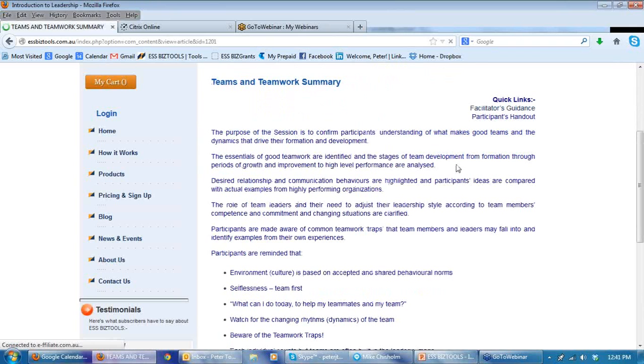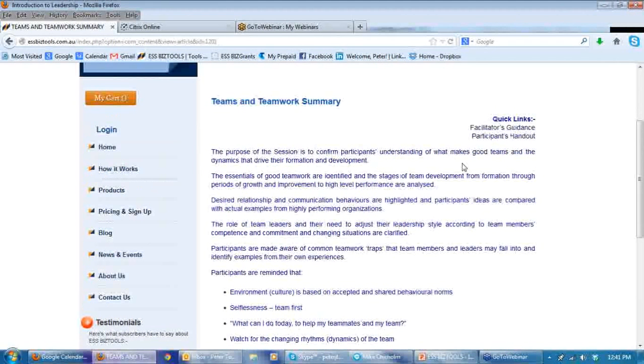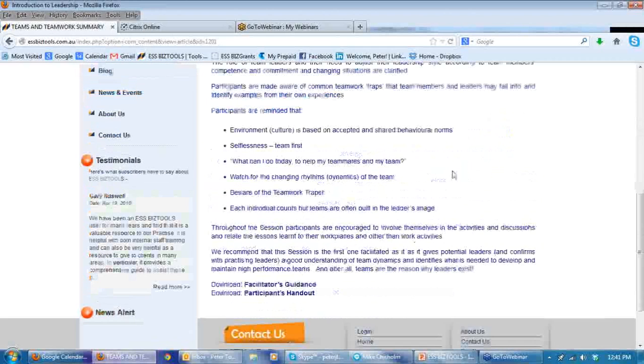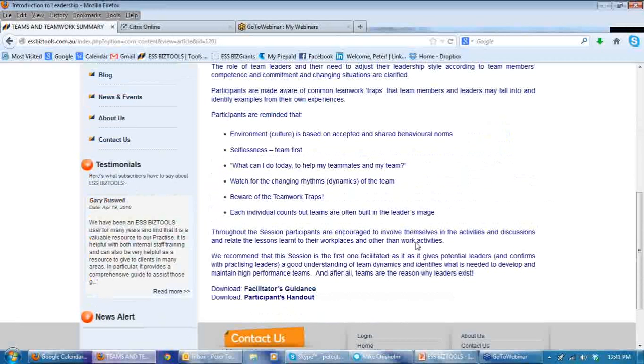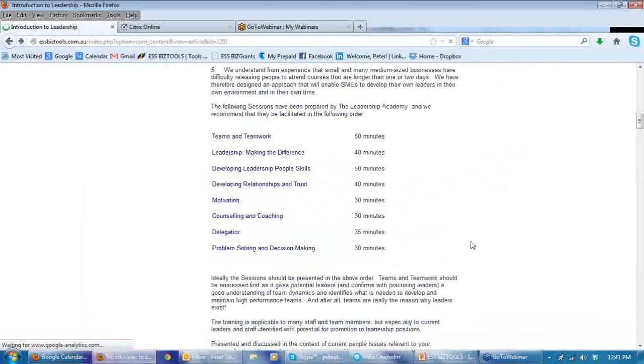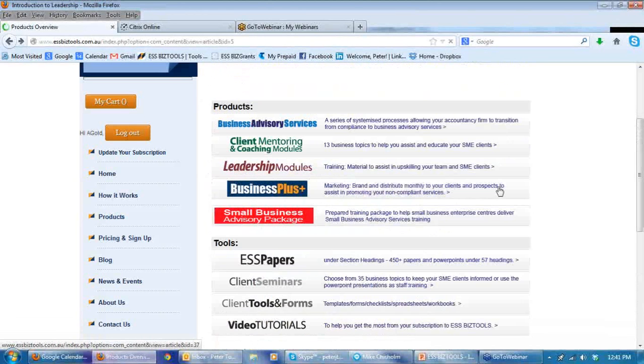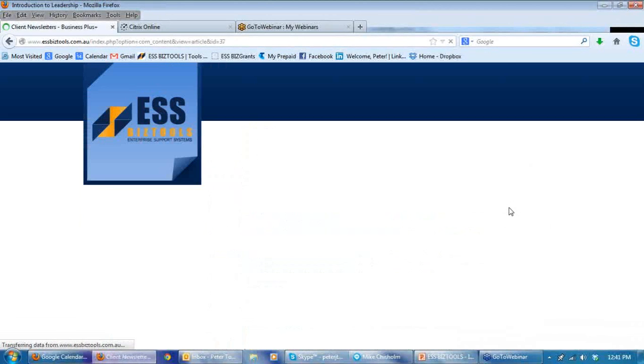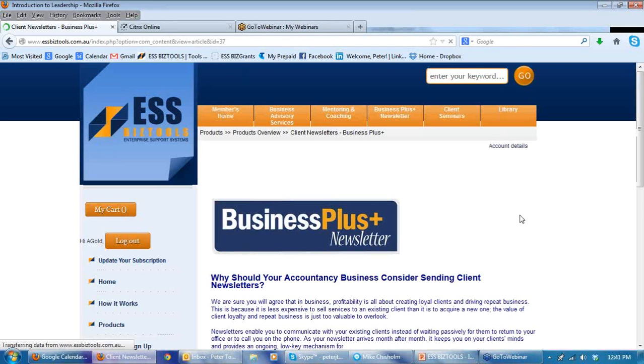They start with teams and teamwork summary, and there's a facilitator's guidance and a participant's handout for each one of those modules, and a gold subscriber receives all of this material as part of their subscription. Peter McDougall's able to be contacted if you've got any queries on leadership. He's very keen on that area and believes that small business operators and accountancy firms need to be continually reviewing their approach to leadership so that the overall leadership climate in Australia is continually improving.